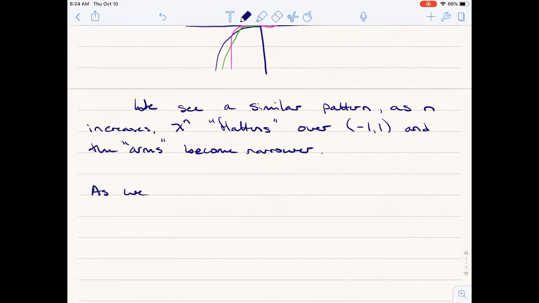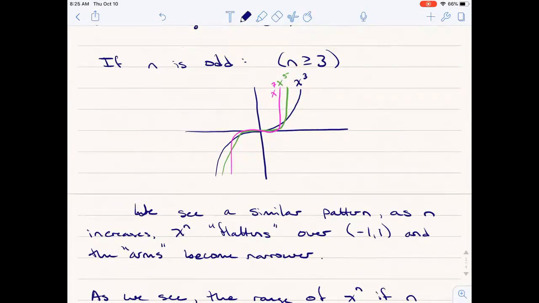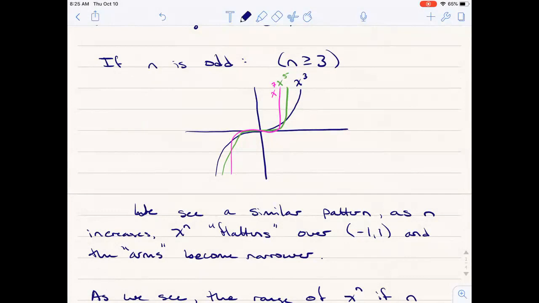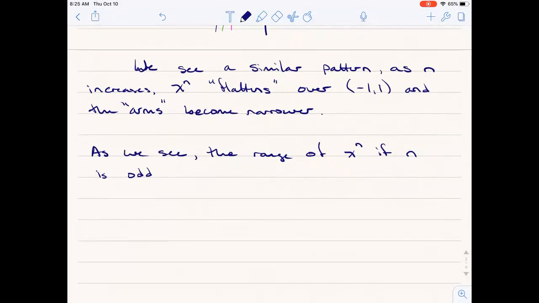Here, as we see, the range of x to the power of n, if n is odd, it's just going to keep going and going. As we see, the range of x to the power of n, if n is odd, will be -infinity to infinity.